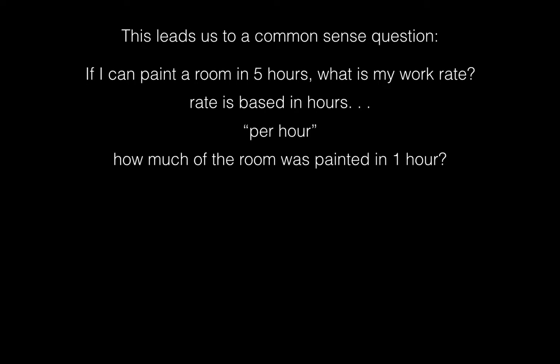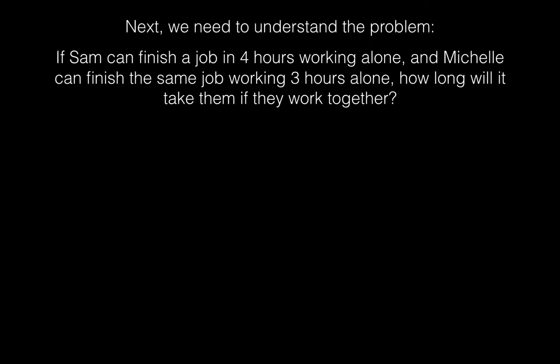Well, if it took me 5 hours to paint a room, then it should be 1/5 of the room, because 1/5 done 5 times is 1 room. So again, in terms of the common sense piece you need, this number gives me my rate. If I know that I can paint a room in 5 hours, then I know my work rate is 1/5 of a room per hour. Again, it's the average rate, but that's pretty much what it is. So if I can paint a room in 5 hours, my work rate is 1/5 rooms per hour. So that would be my R.